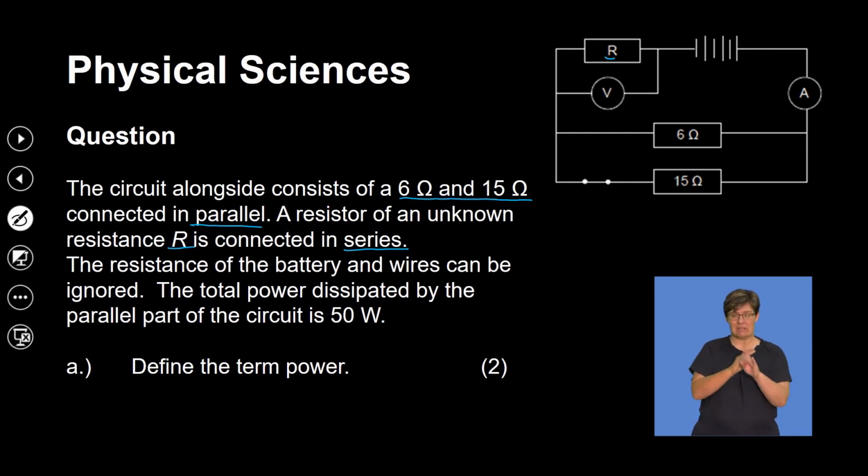What does this tell us? It tells us that the battery and the conducting wires have negligible resistance. The total power dissipated by the parallel part of the circuit is 50 watts. So the power for both resistors combined, which is the 6 ohm and the 15 ohm, is actually 50 watts. Now the first question says, define the term power.